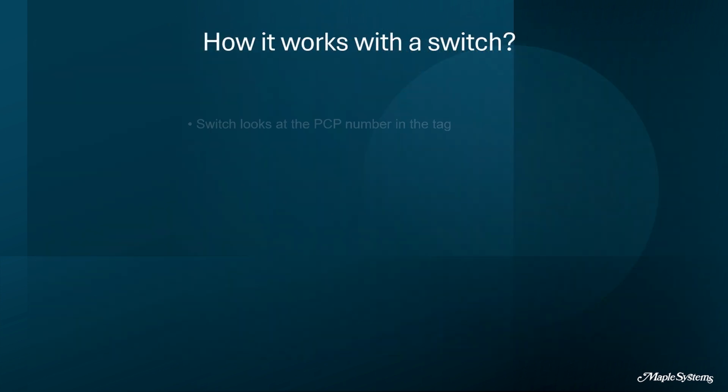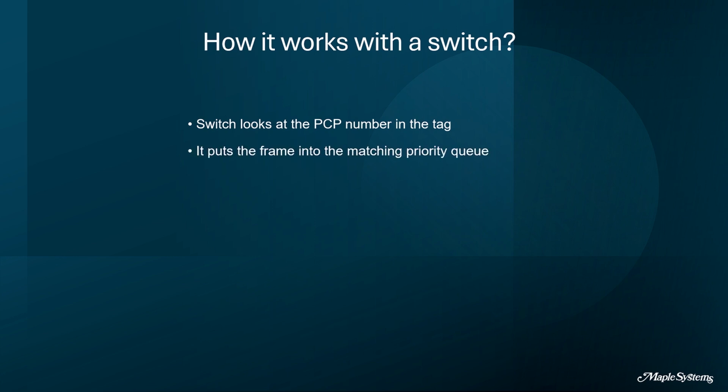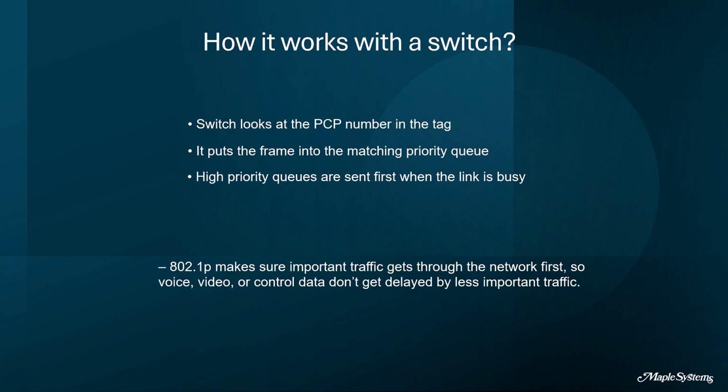So how does this work with a switch? The switch looks at that PCP number in the tag. It puts the frame into the matching priority queue, and then the high priority queues are sent first when the link is busy. So 802.1p makes sure important traffic gets through the network first, so voice, video, or control data don't get delayed by less important traffic.